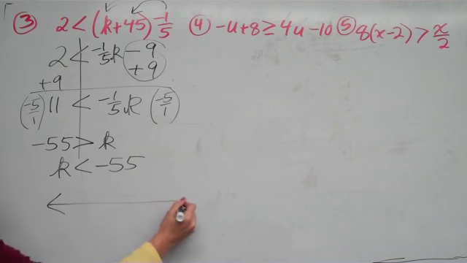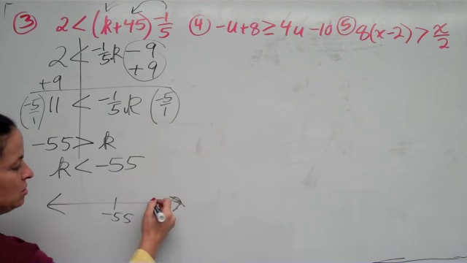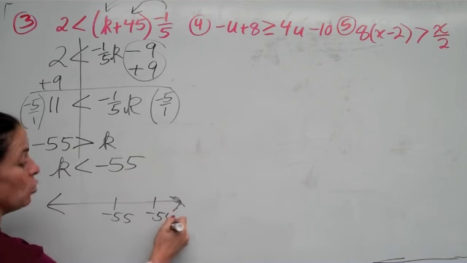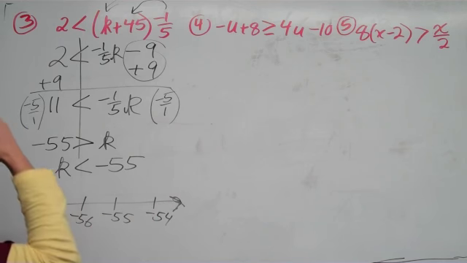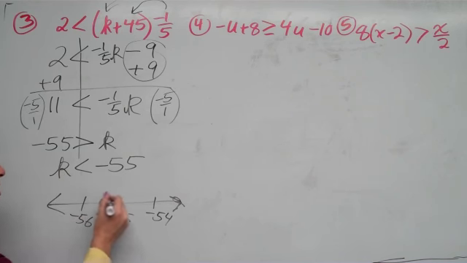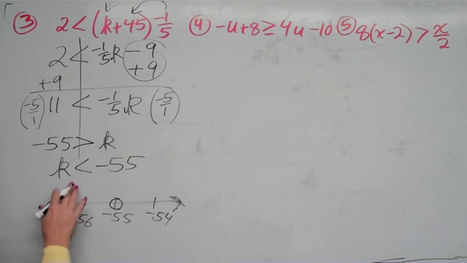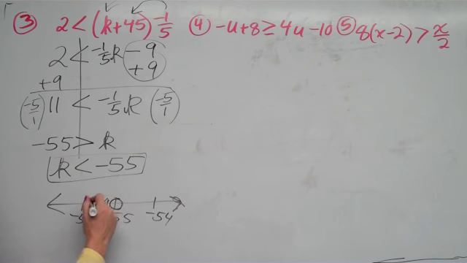So if I'm graphing this, I want to put the negative 55 there. I want to go this direction is closer to 0, so it's negative 54. And this direction is negative 56 because it's getting further into the negatives. So open or closed? Well, k is less than, not or equal, so it's just an open circle because it can't actually equal negative 55. And k is all the numbers that are less than negative 55. So these are the numbers that are less than.